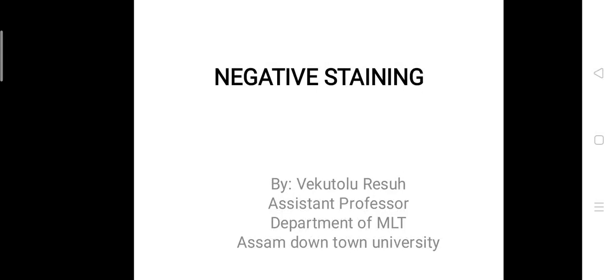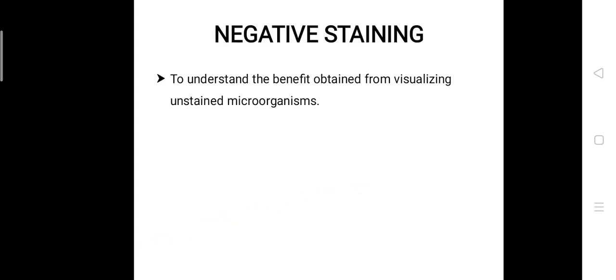Today I'll be talking on negative staining. The main purpose of this negative staining is to study the morphological shape, size, and arrangement of the bacterial cells, which are difficult to stain, for example, spirilla. It can also be used to stain cells that are too delicate to be heat fixed. Another objective is to understand the benefit obtained from visualizing the unstained microorganism.